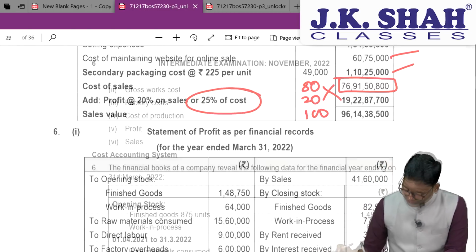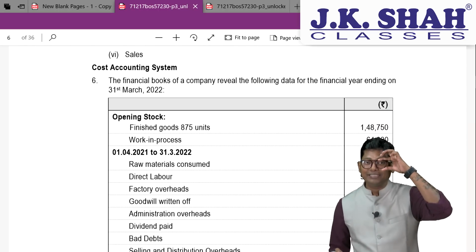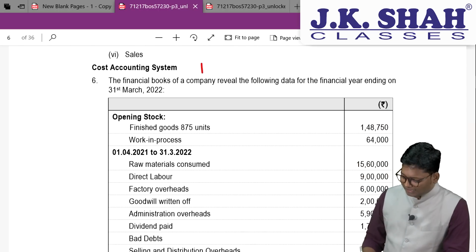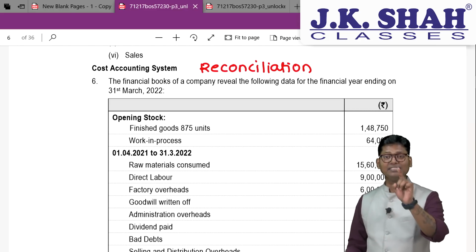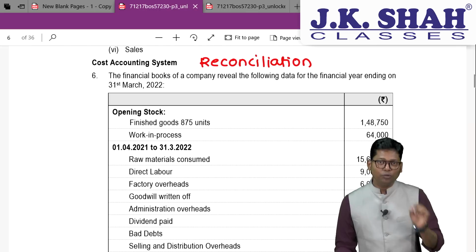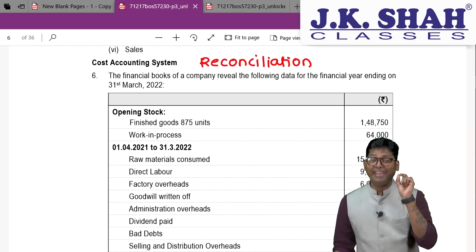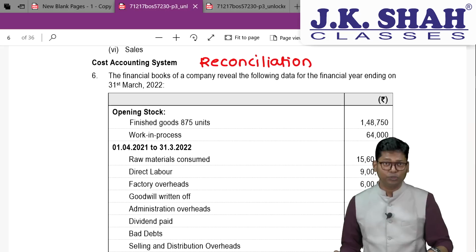Now, once this is done, if you check the next chapter covered in RTP, it is cost accounting system. In cost accounting system, they have covered only one question related to reconciliation statement, and the same question is there in the JK Shah Classes textbook. You can check this. To be very precise, this is question number 8 of cost accounting system according to the book which has been issued to you.